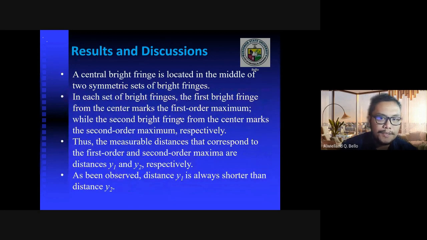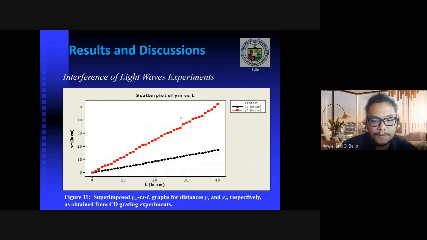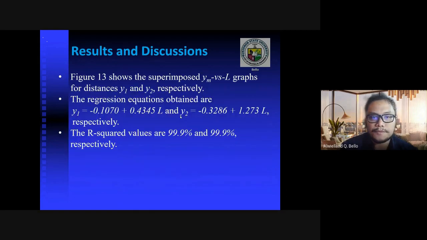Again, the central bright fringe is located in the middle of two symmetric sets of bright fringes. In each set of bright fringes, the first bright fringe from the center marks the first order maximum, and so on and so forth. Here is Figure 11, the superimposed Ym versus L graphs for the CD grating experiment. And again, we get the regression equation.